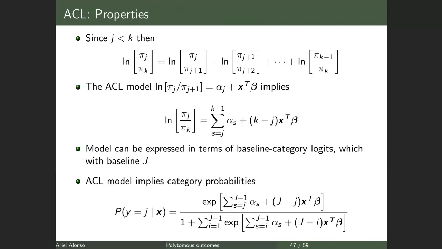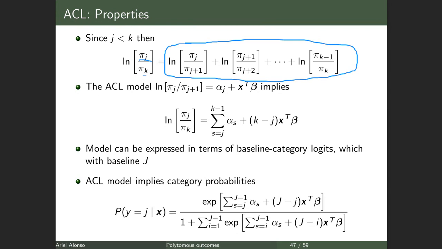If you compare now two different categories, as I said, the ACL basically compares adjacent categories. You compare category j with category j plus 1, you compare category j plus 1 with category j plus 2, etc. Now, suppose that you want to compare category j, outcome j, with outcome k. Well, this logarithm can be decomposed in this way.